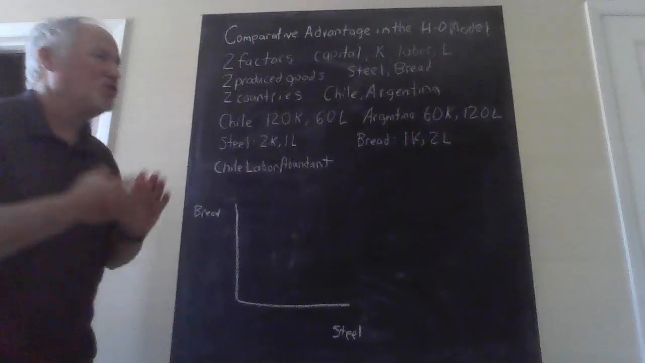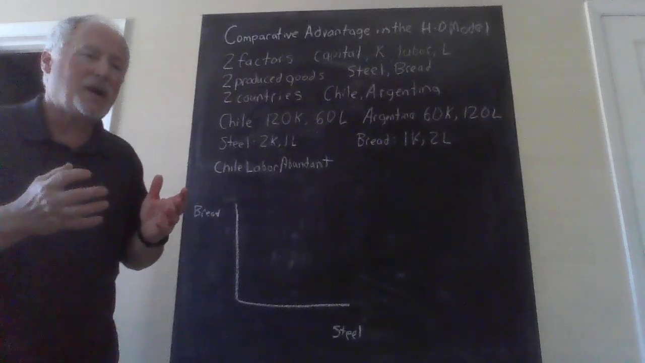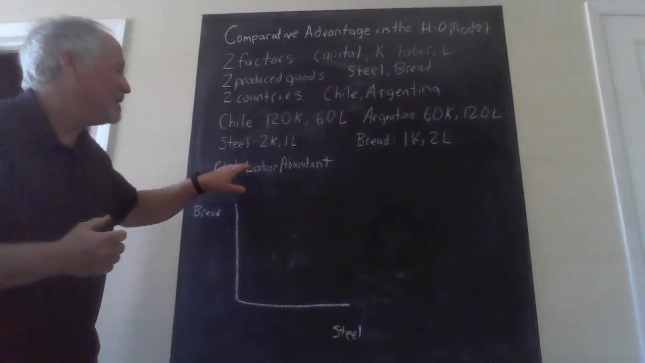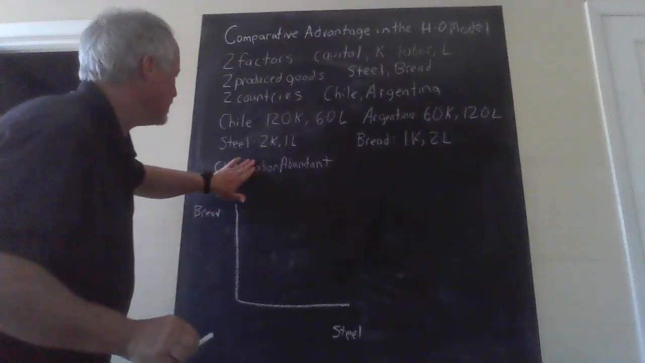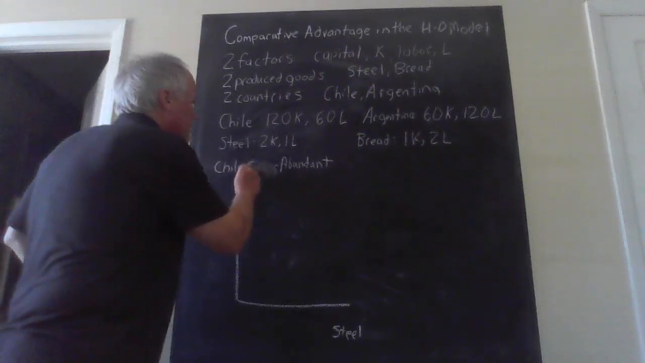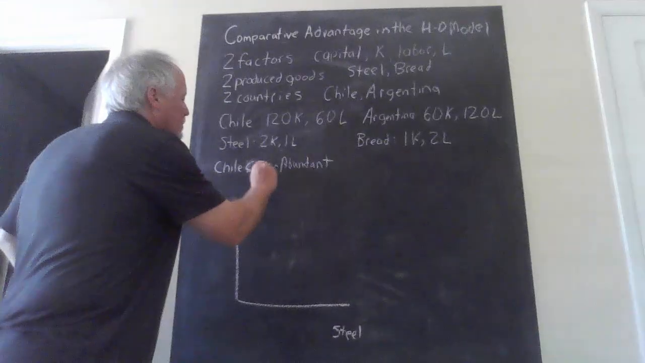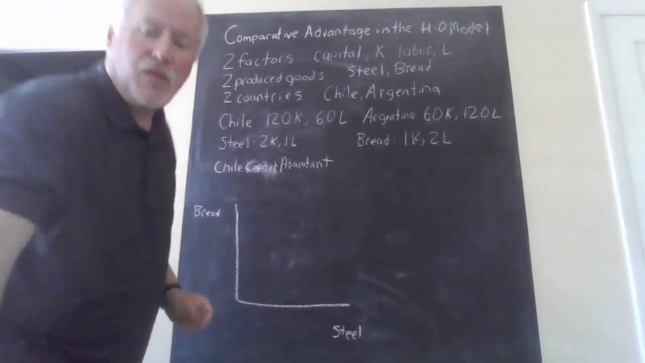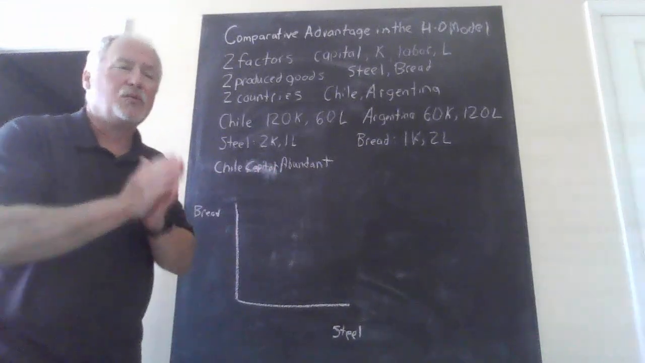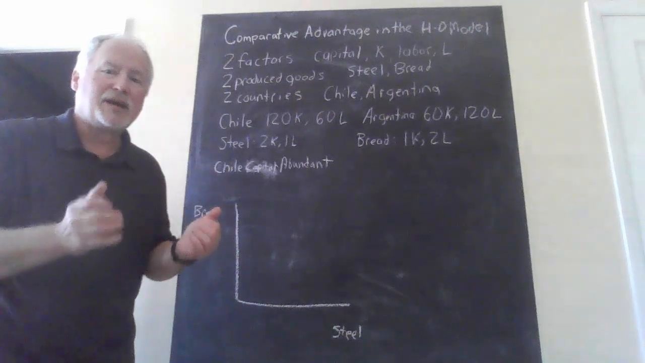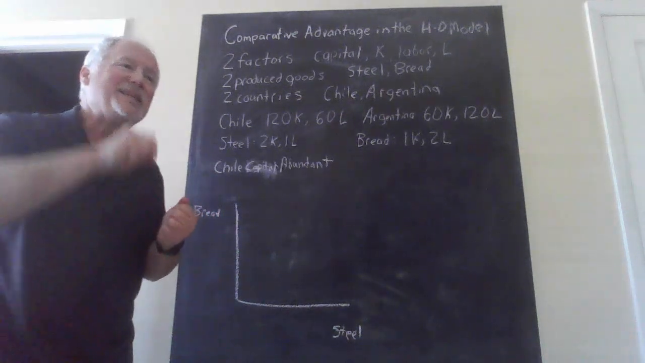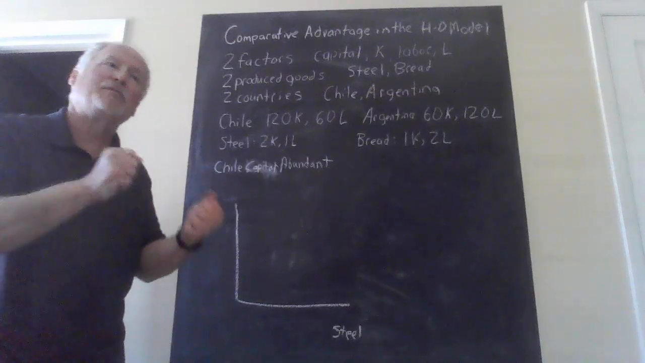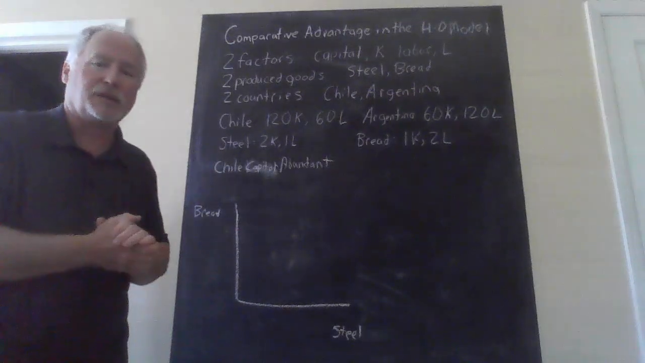Now, the factor in the HO model, the country that is abundant in, I wrote labor. Why did I write labor there? Chile is capital abundant. The country that will have a natural comparative advantage in producing the good whose production intensely uses the factor of production that they are relatively abundant in.